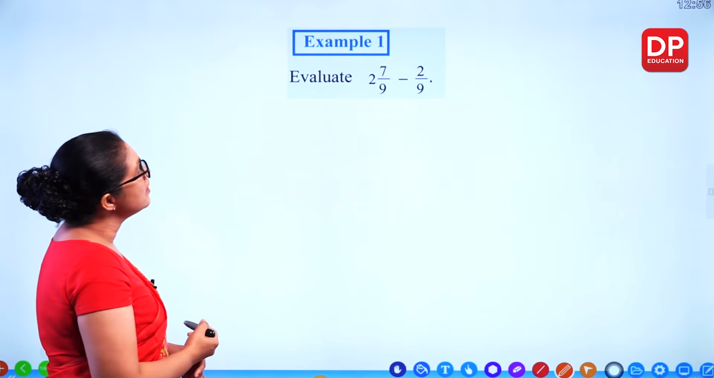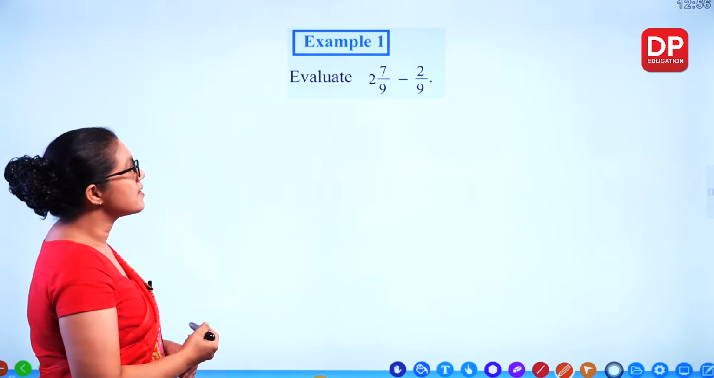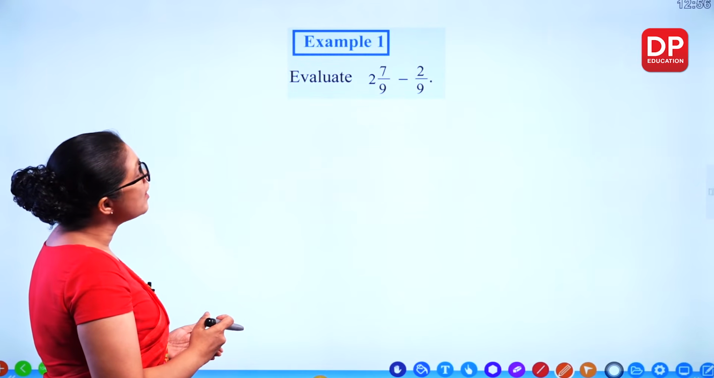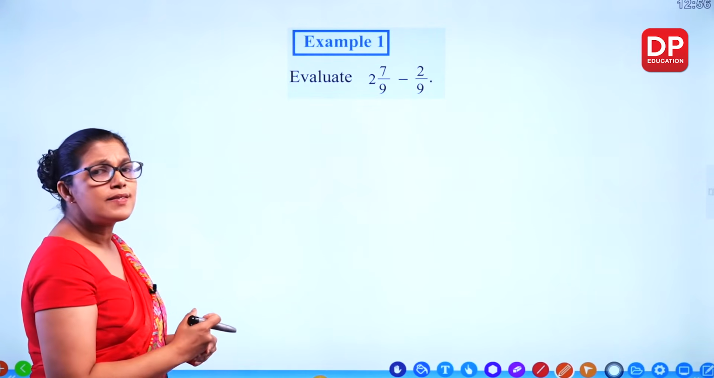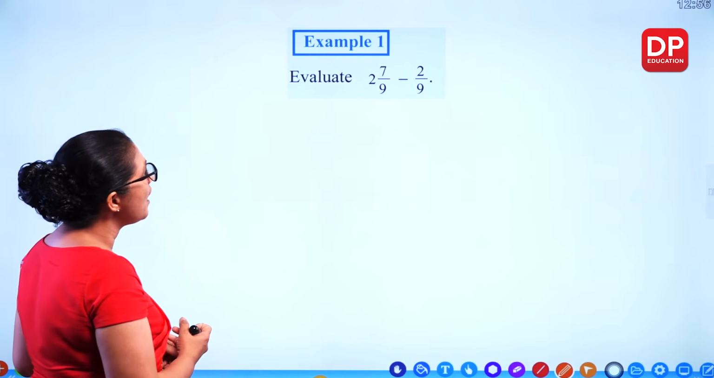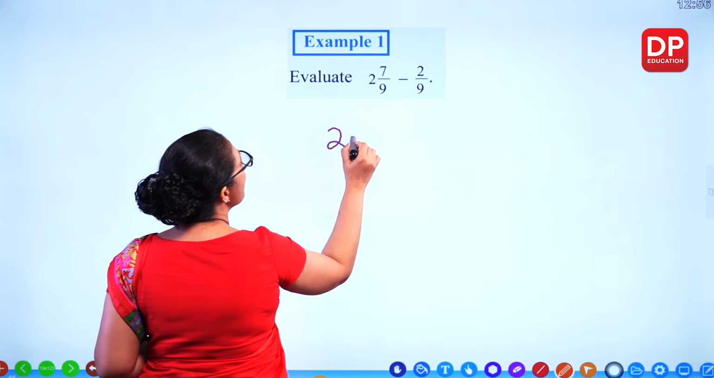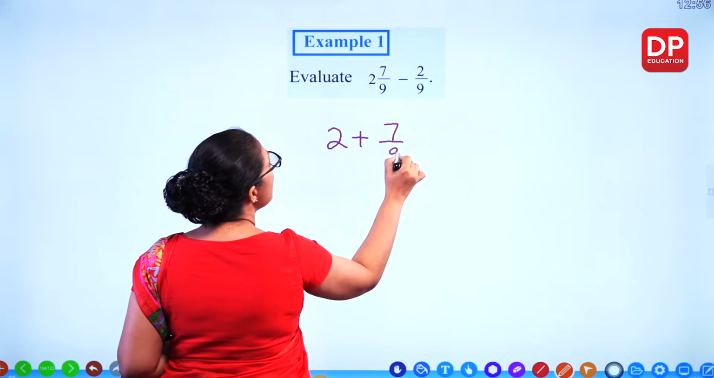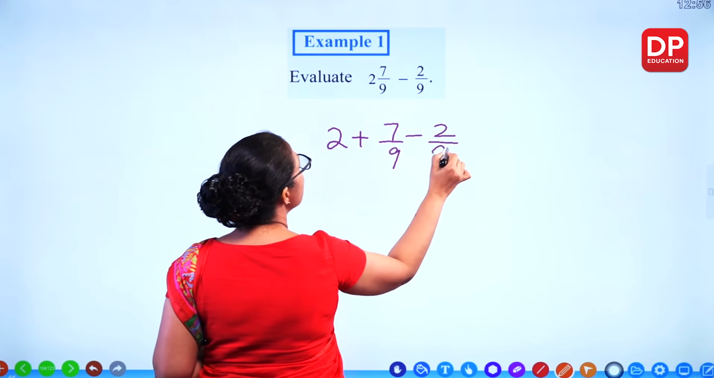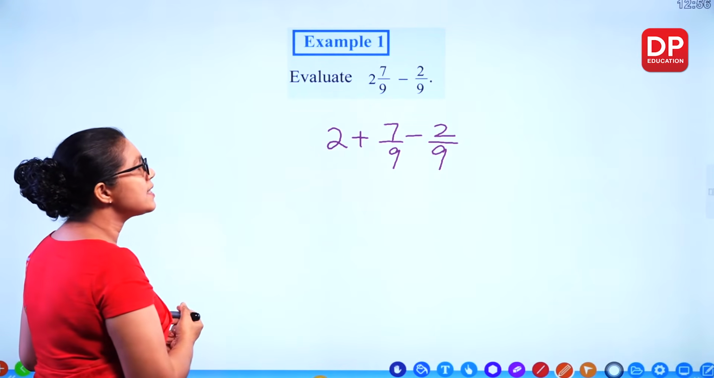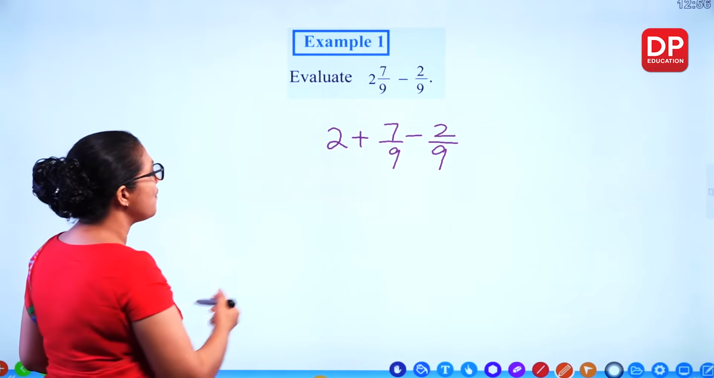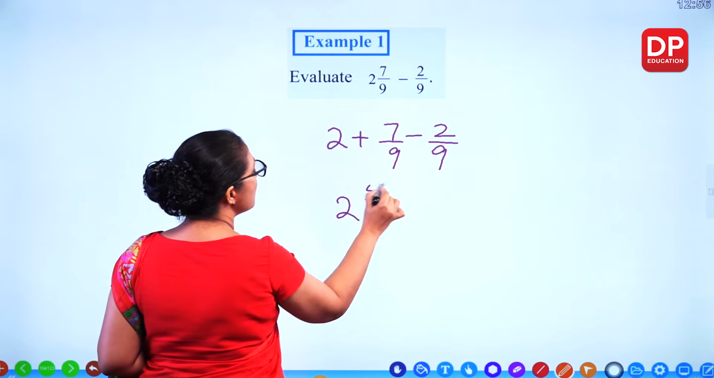Example number 1. Evaluate means find the answer. Subtraction. So you get a mixed number. So you can separately subtract the whole numbers. 2 minus 0, you get 2. Now you have 7 over 9 minus 2 over 9. Same denominator, 7 minus 2, you get 5. So 2 and 5 over 9.